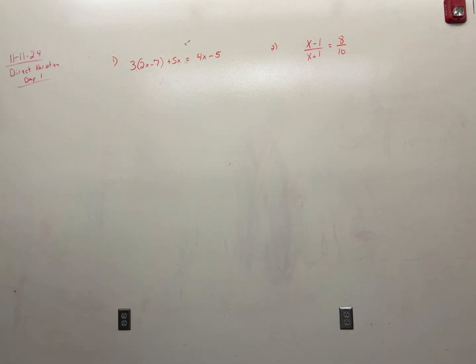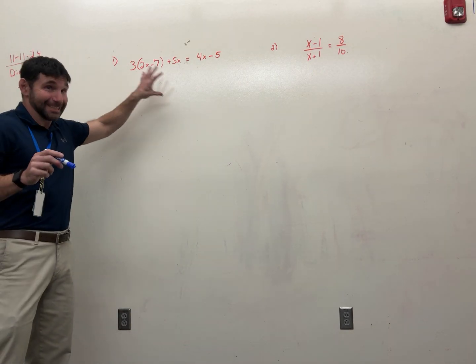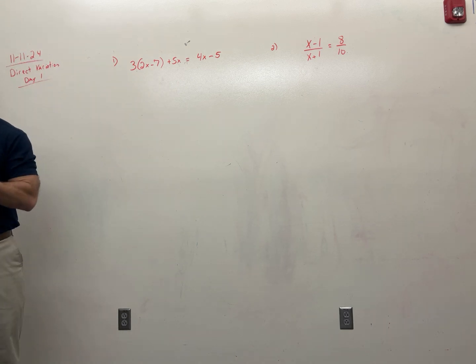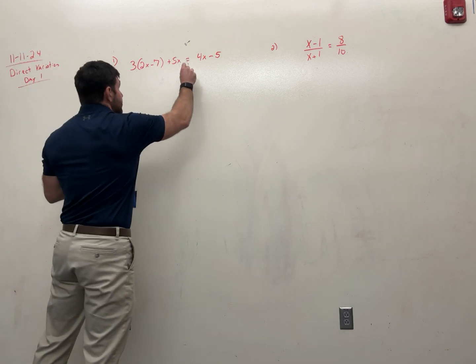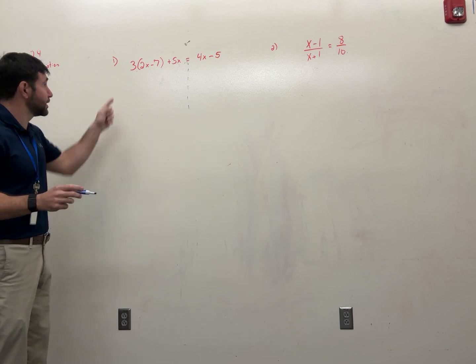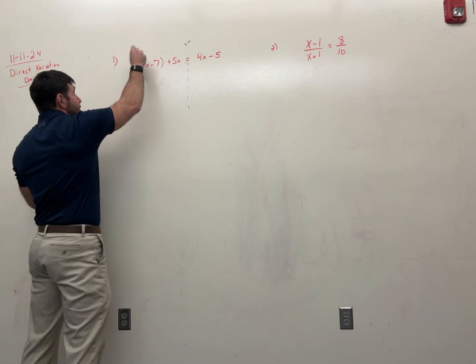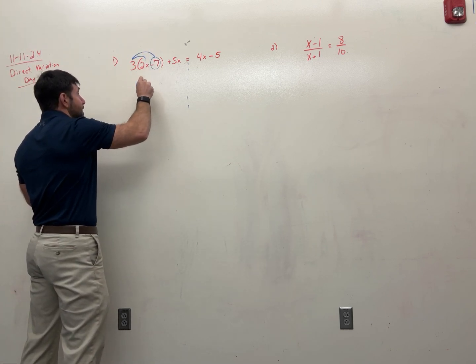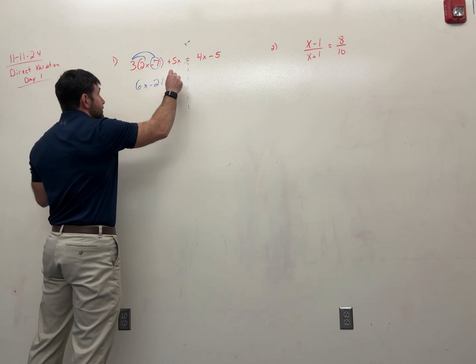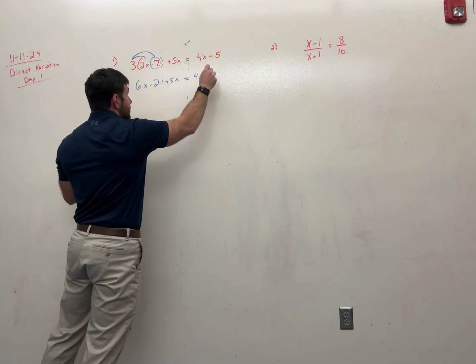Here we go. Okay, so, ladies and gentlemen, you cannot not know how to solve equations. We gotta know how to solve equations. Balance point, distribute if needed. We do. 3 times 2x, 3 times negative 7 gives me 6x minus 21 plus 5x equals 4x minus 5.